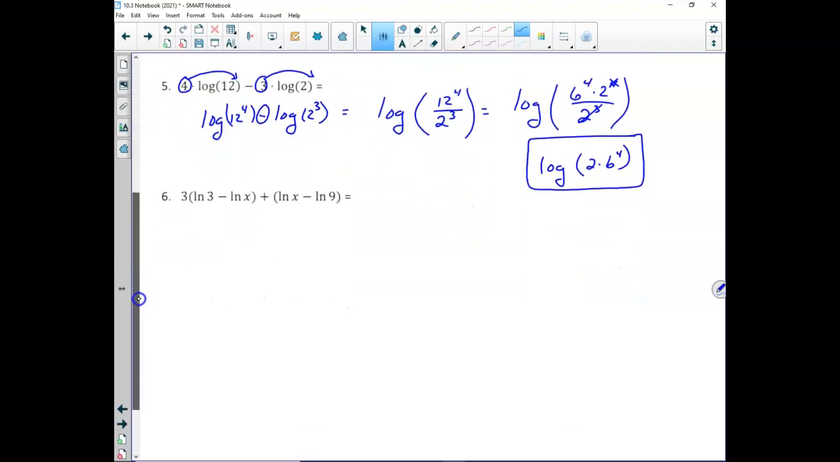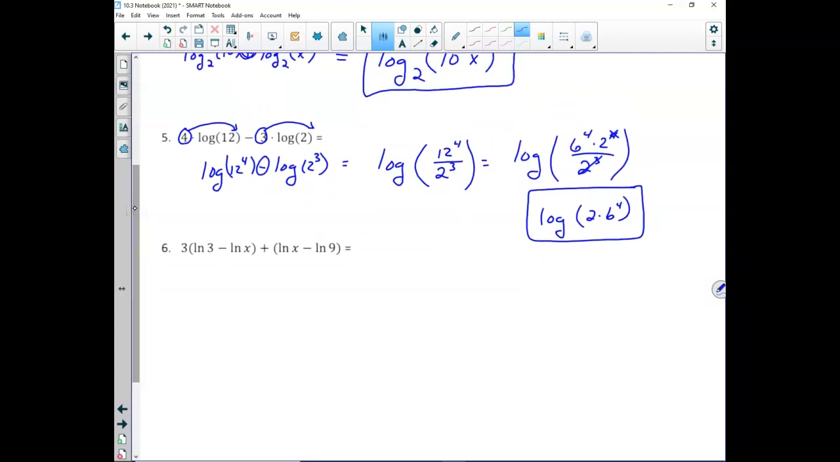And the very last one. Well, now, following the order of operations, notice I do have powers here, but I have parentheses.